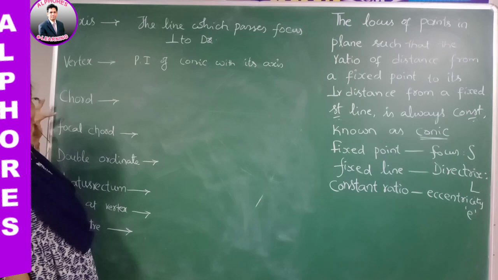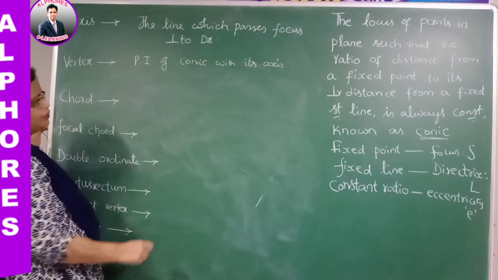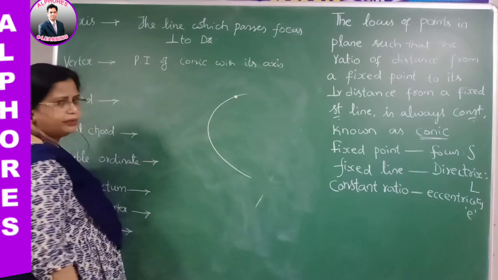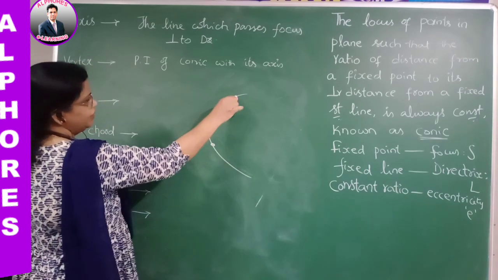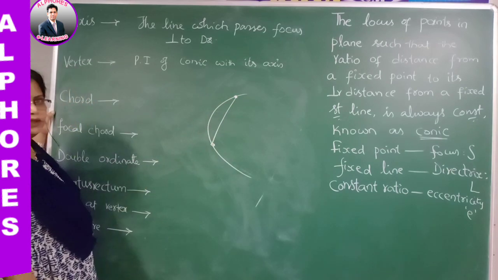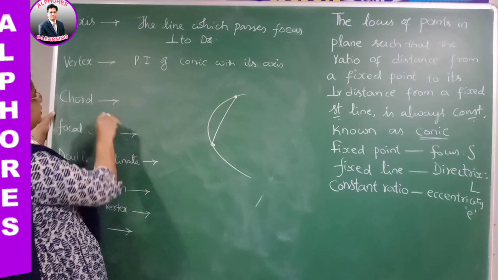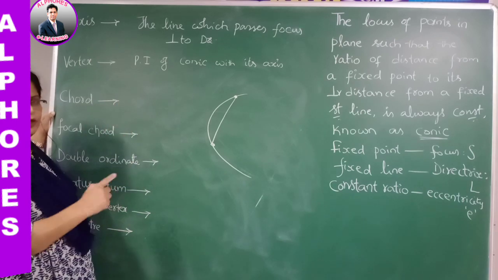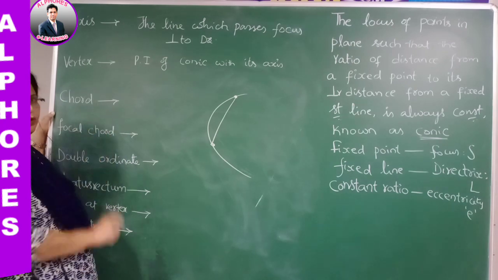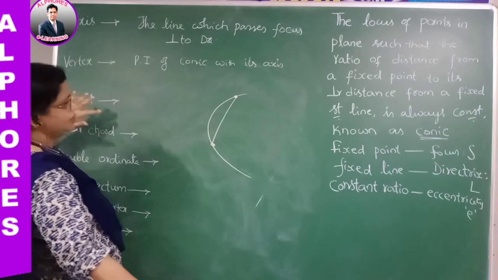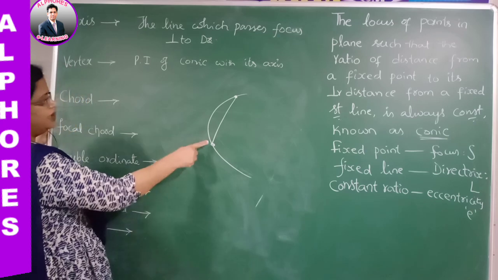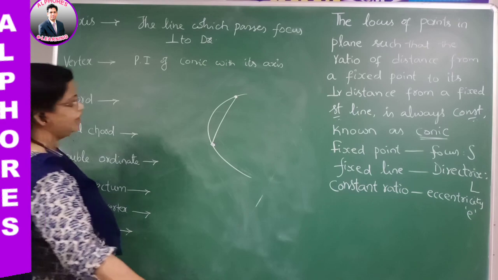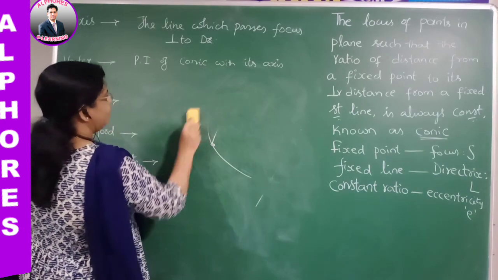And the next one is chord. Students, all of you know what a chord is. If this is one point on the conic and this is another point on the conic, and I join these 2 points, then it is a chord. So in a conic also we have a chord: the line joining any 2 points on the conic is the chord of that conic. This is an already known definition.